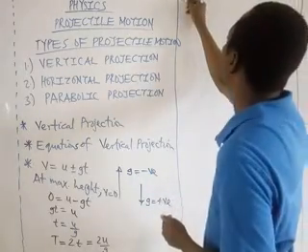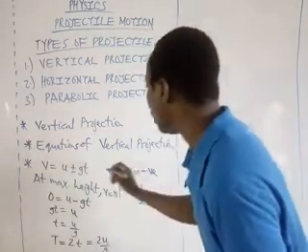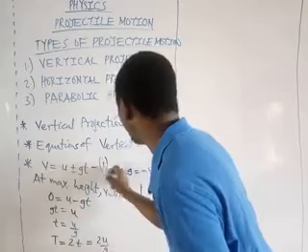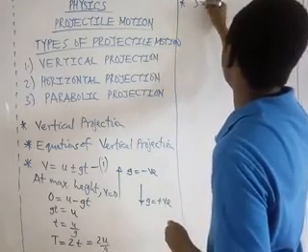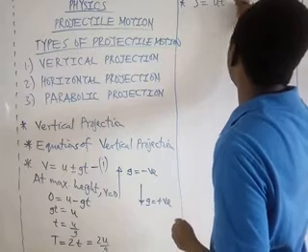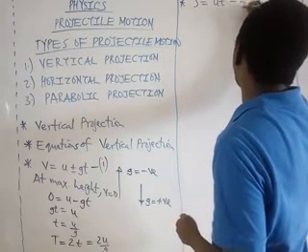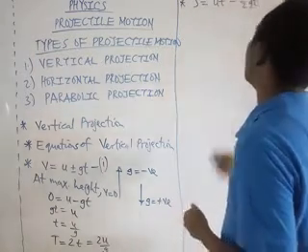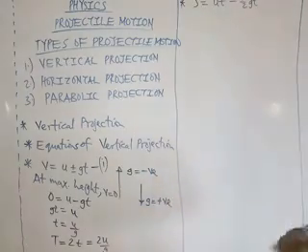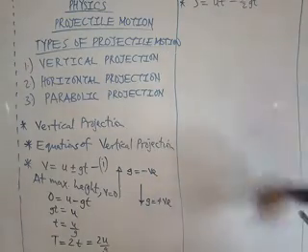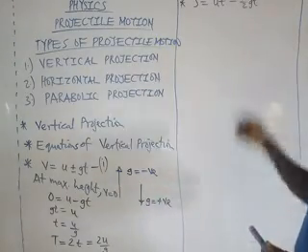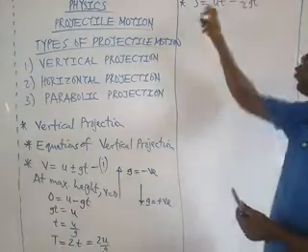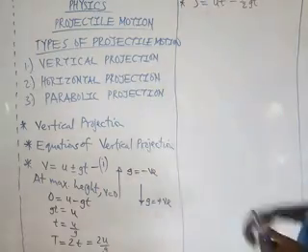Now, equation 2. Equation 2 says S is equals to ut minus half gt squared. I'm just considering a body that is going up now. I'm not really interested in what happens when the body is coming to the ground. So we want to determine this S.